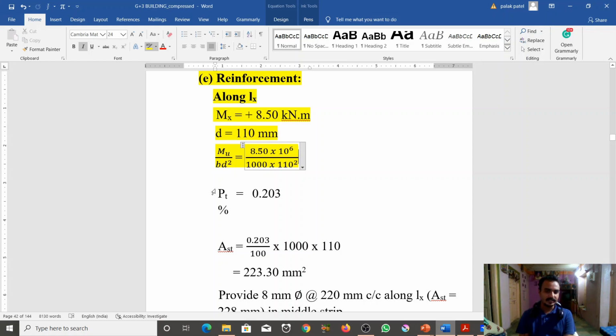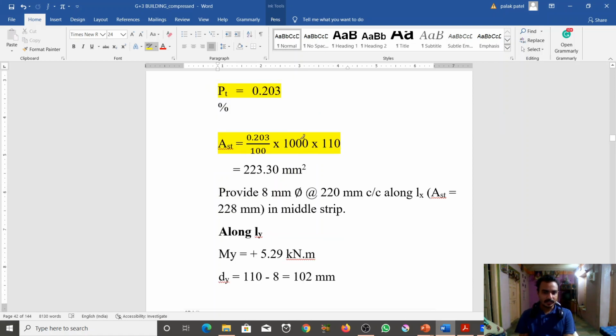By the mu upon bd square we can find out pt from the SP 16, 0.223. So from the pt, Ast we can find out: 0.223 divided by 100 into 1000 into 110. So Ast is 223.30 mm square. Okay. Provide 8 mm diameter bar at 220 mm center to center along lx.